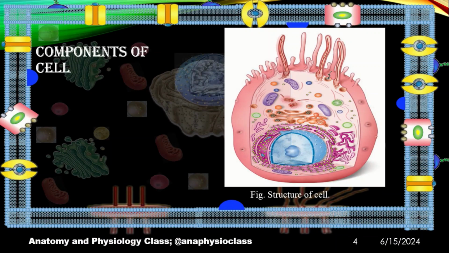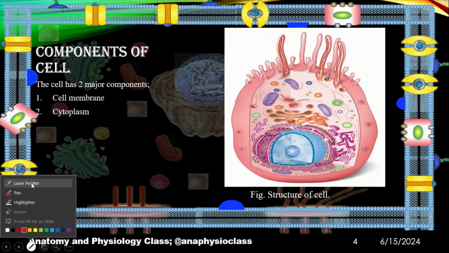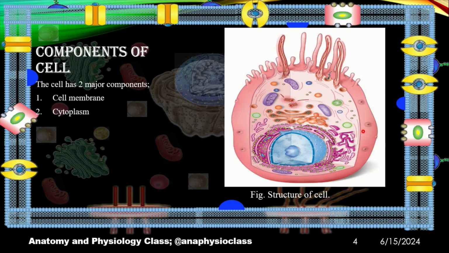So the components of the cell, what does the cell compose of? It has two major components. It has the cell membrane, which is the outer covering of the cell, and the cell cytoplasm, which is the internal environment of the cell. This covering is what represents the cell membrane here, and this internal part of the cell contains so many cellular organelles. This is the cytoplasm.